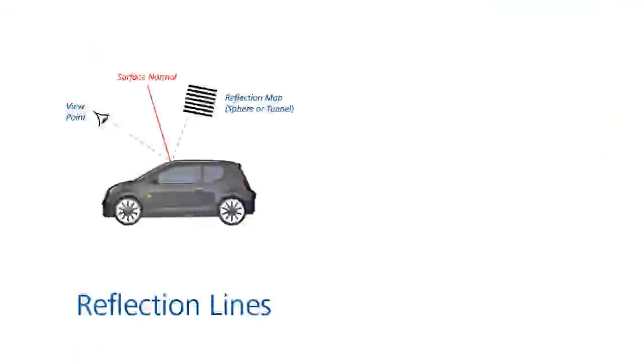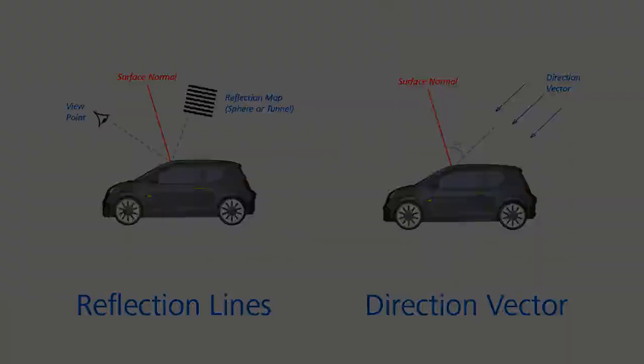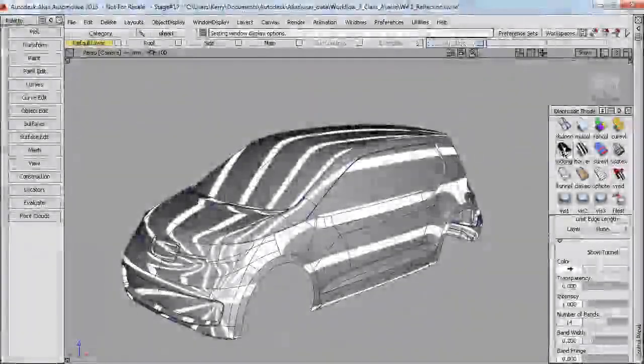So those two methods measure the surface normals with respect to a viewpoint. So we rely on moving the view to position the reflections. But there's a second method which uses a fixed direction vector to measure the normals. And this is independent of the view, which has some advantages. So the first tool I'll show you that does this is the ISO angle.